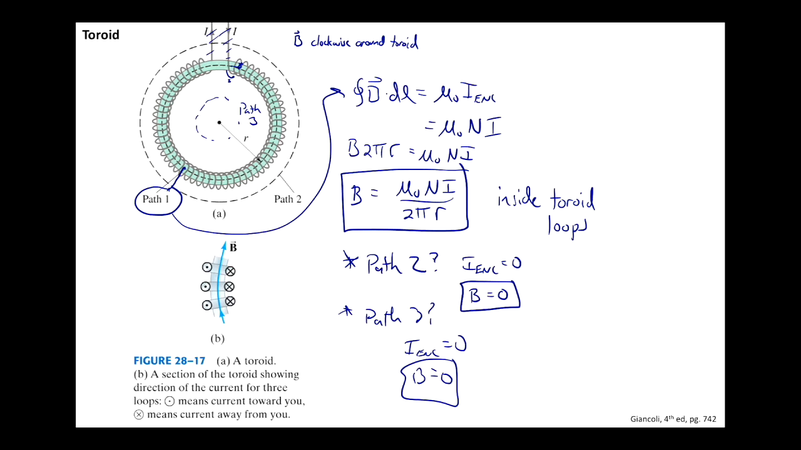N over the diameter? Yeah, so we could, or rather over the circumference is down there. Yeah, so you could express that as a loop density if you wanted to.